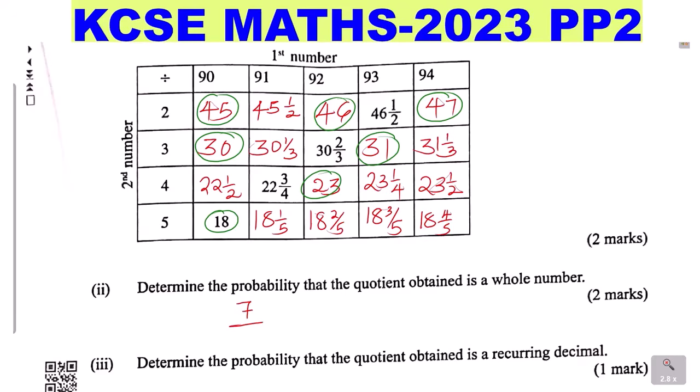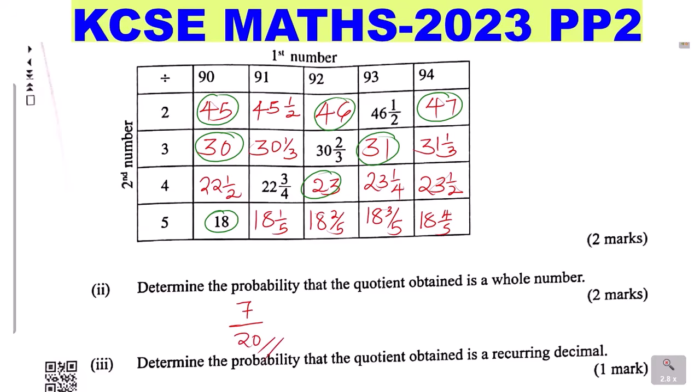Total outcomes, you just count all the values here. All these are the outcomes. So 1, 2, 3, 4, 5, 6, 7, 8, 9, 10, 11, 12, 13, 14, 15, 16, 17, 18, 19, 20. So out of all the outcomes, which are 20.